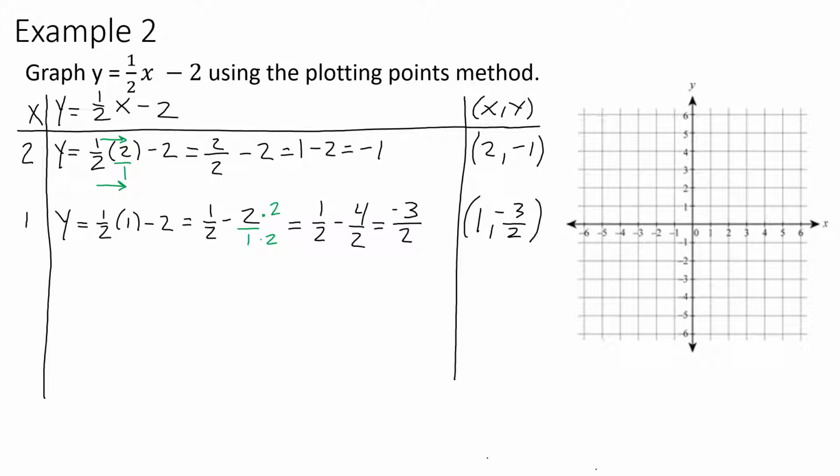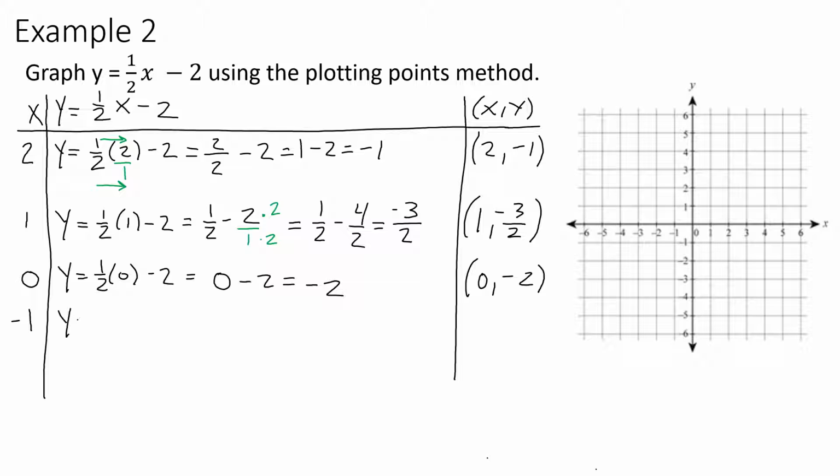All right, let's do the same thing for when x equals 0. When x equals 0, y equals 1/2 times 0 minus 2. Well, anything times 0 is just 0, so that gives me 0 minus 2, which is negative 2. So when x is 0, y equals negative 2. Same thing. Now let's go into our negative values of x. We'll start with negative 1.